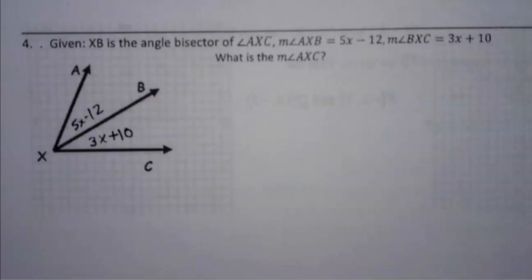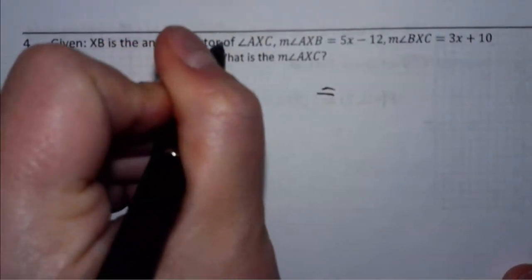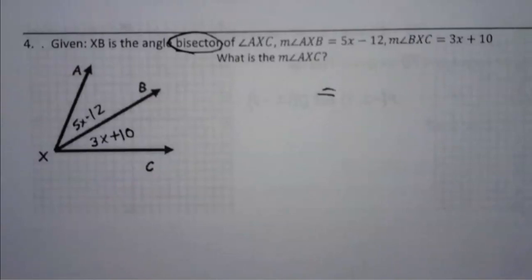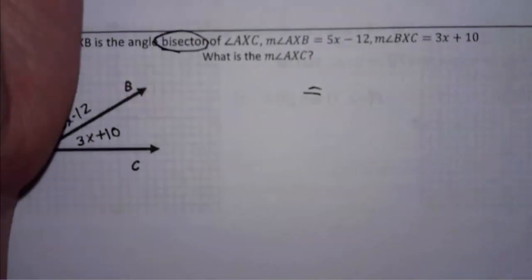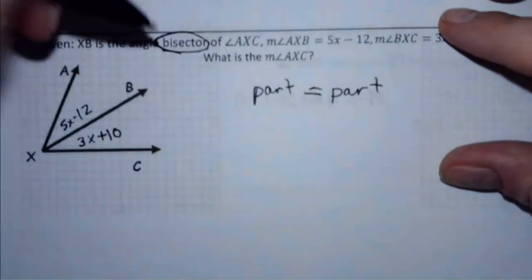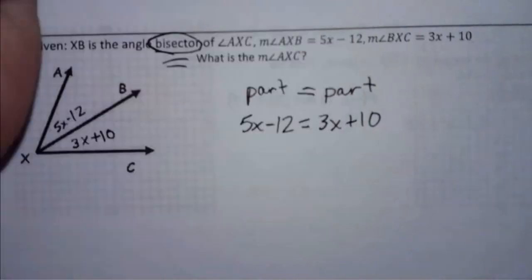But there's been at least one example on every day of notes so far this week where we have not had the whole thing. And you have the word bisects or bisector, which means cuts in half, meaning each half is the same. So if two halves are the same, you need to set them equal to each other. So you need to take the two parts and set them equal to each other because of that word bisector. You can set them equal. 5x minus 12 equals 3x plus 10. And then you can solve.